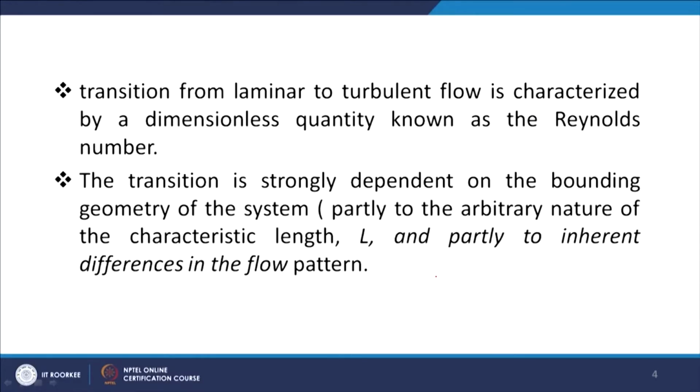So, the transition from laminar to turbulent is characterized by the dimensionless quantity known as the Reynolds number, that is what we have seen, and this transition will be dependent on the boundary geometry of the system. It is due partly to the arbitrary nature of the characteristic length L and partly to the inherent differences in the flow pattern. So, depending upon the geometry you may have a different value of the Reynolds number demarcating the point at which there will be transition from the laminar to the turbulent region.